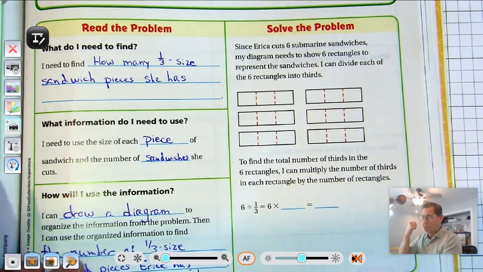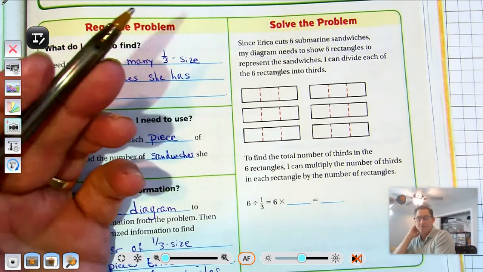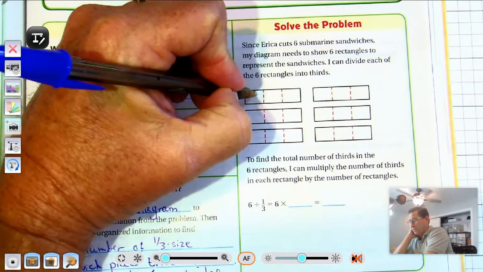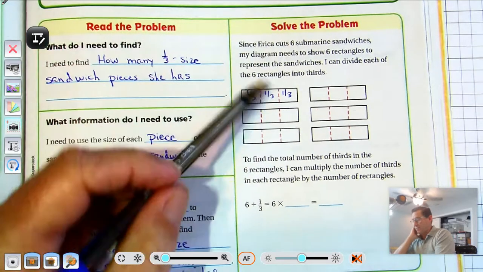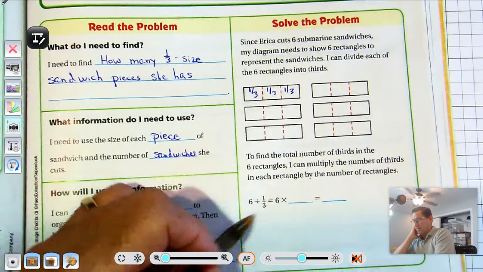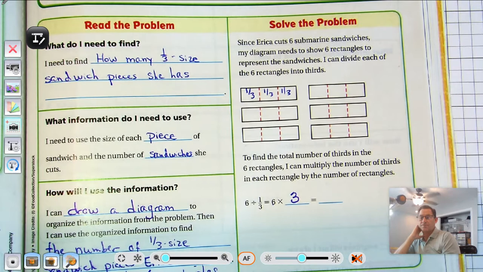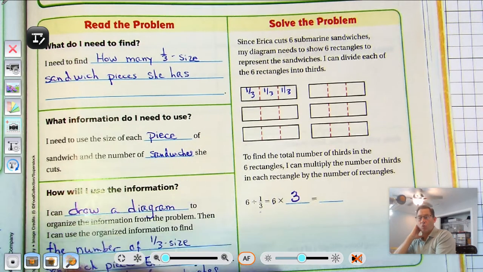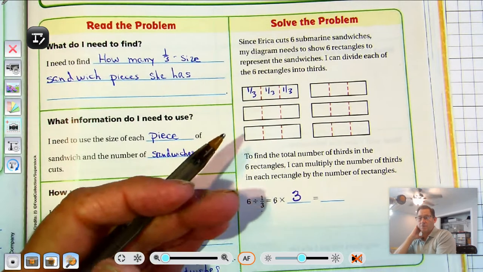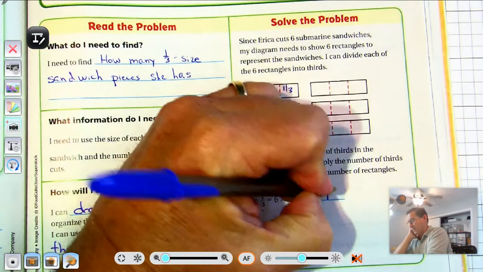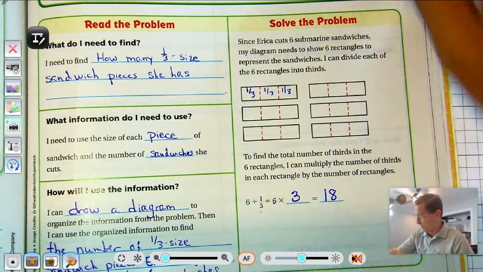All right, well, to find the total number of thirds in the 6 rectangles, I can just simply multiply the number of thirds in each rectangle by the number of rectangles. So there's 1/3, 1/3, 1/3. So there's 3 pieces in every one of these, right? 3, 6, 9, 12, 15, 18, which is the same as saying 6 times 3. How many 1/3 pieces are there in every whole? 3. So if there's 3 pieces in every whole, then 3 times 6 will give me the total number of pieces. So there's 18 1/3 pieces in the 6 submarine sandwiches.